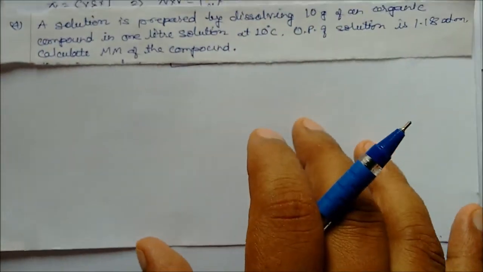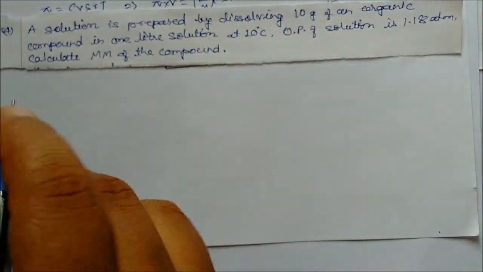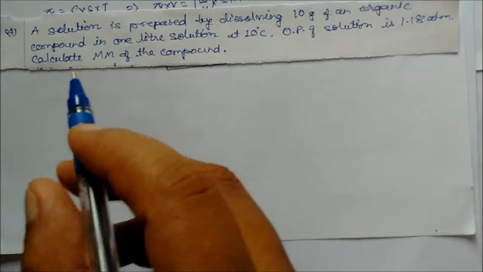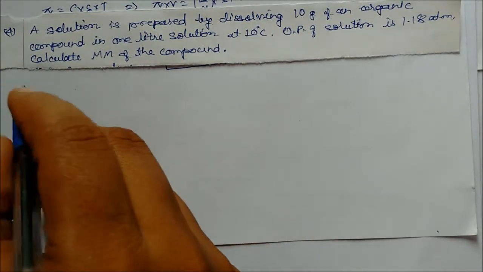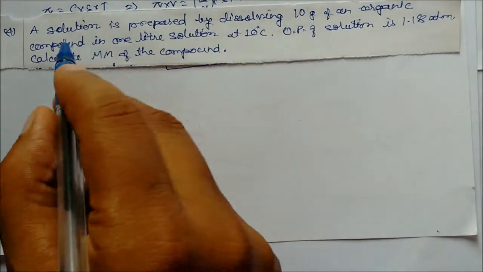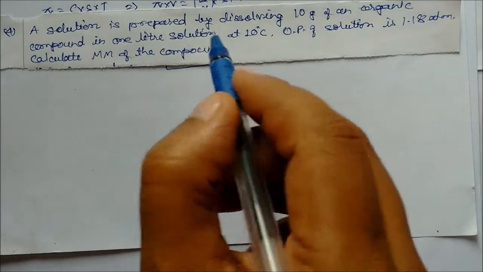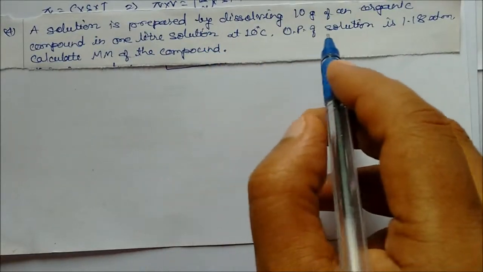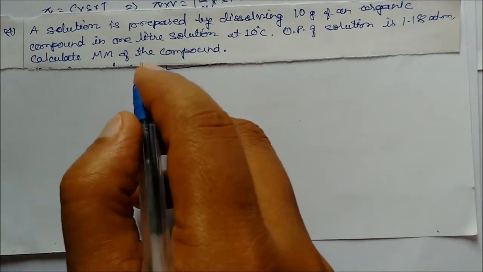So we have to take each solution very carefully, how we are going through the procedure, then we can solve any problem. First we have to read the solution, see the requirement, and then we solve it. Now here a solution is prepared by dissolving 10 gram of the organic compound in 1 liter solution. Volume given, 10 gram given, temperature given, osmotic pressure is also given, that is 1.18 atmosphere. Calculate the molar mass of the compound.